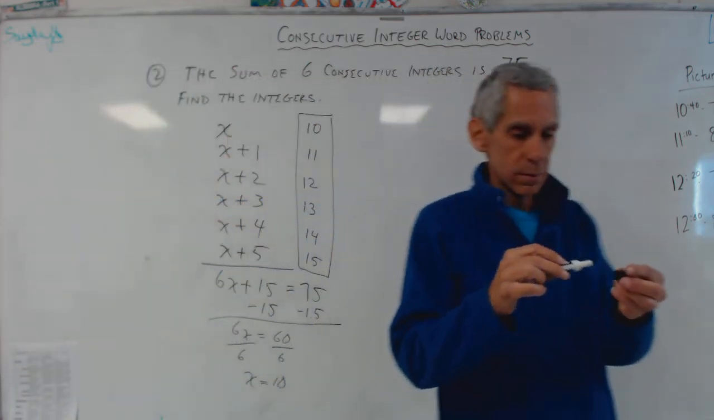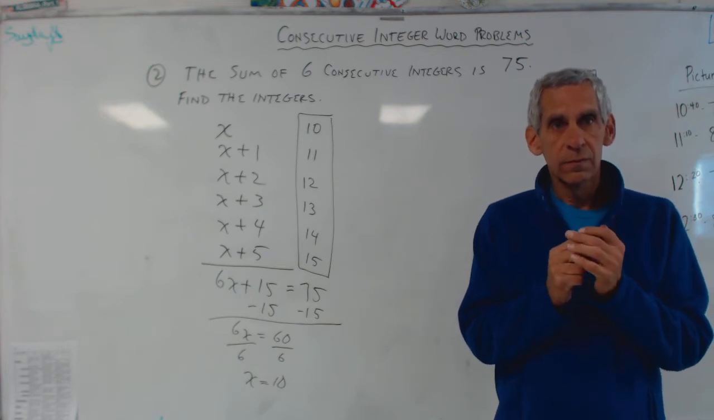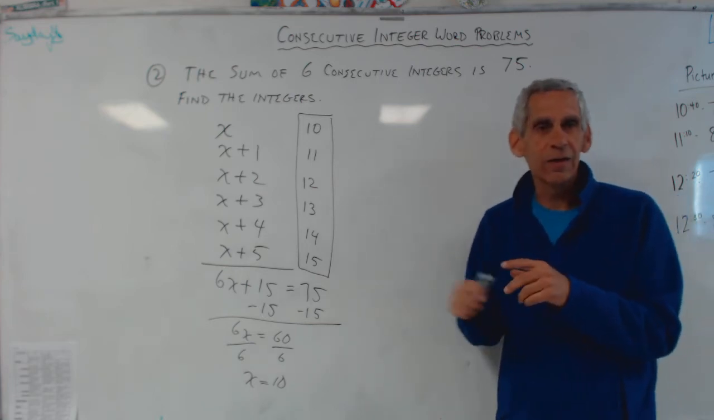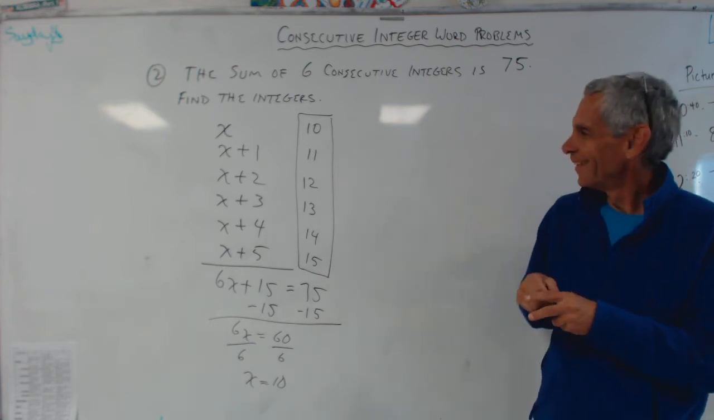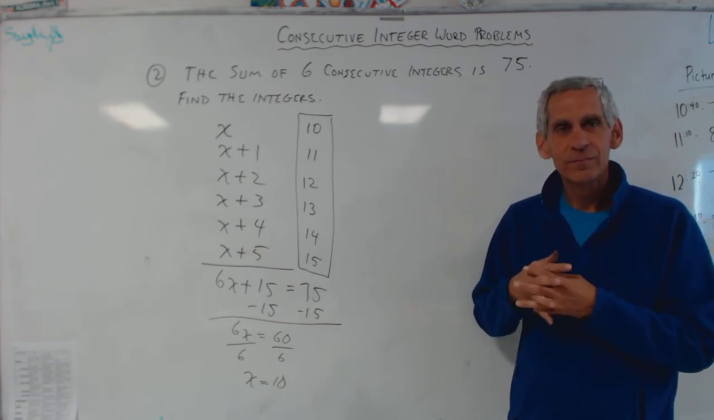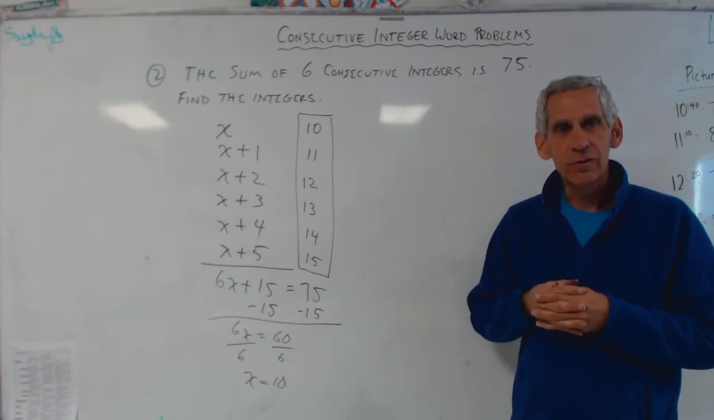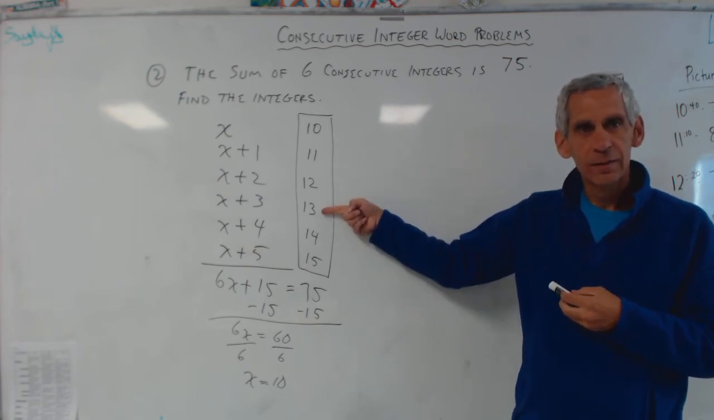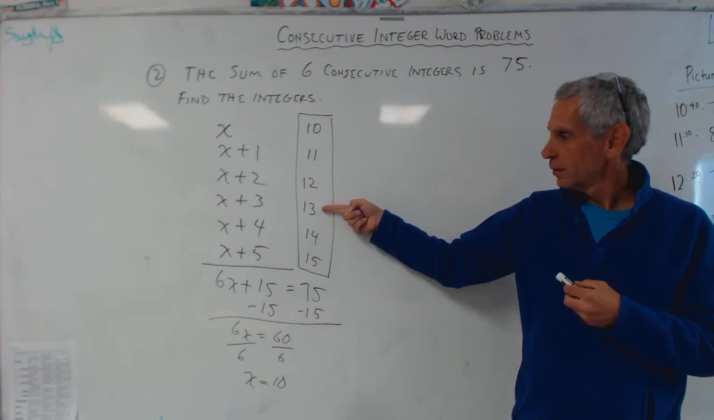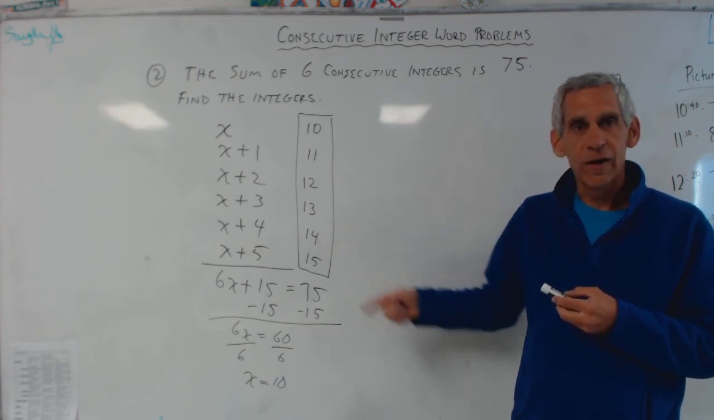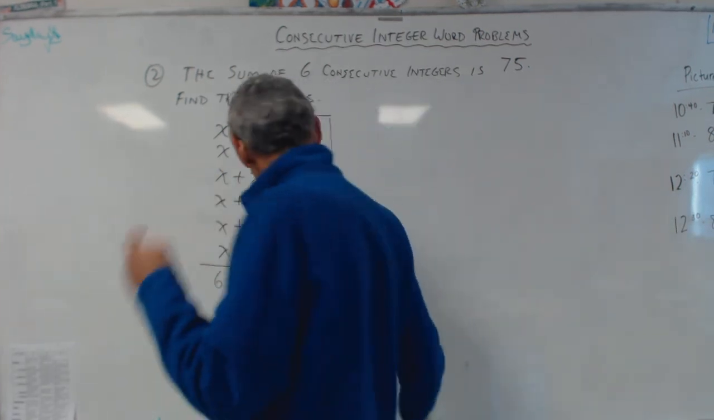What if we add those up? Let's just add them up, just to double check. 10 plus 11 is 21. 21 plus 12 is 33. 33 plus 13 is 46. 46 plus 14 is 60, and 15 is 75. Yeah, 75. That's what I said. We did it. Awesome.